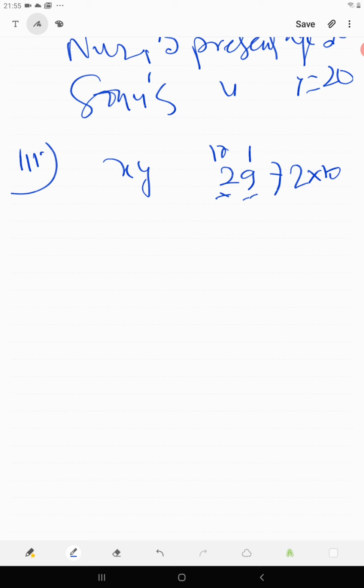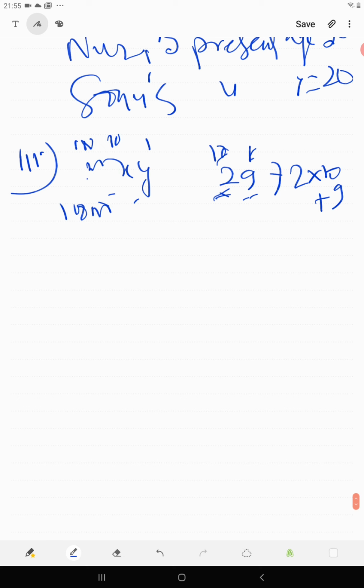Okay, so 29 we will write it as, the digit will be multiplied with their position. This is the unit position, this is the tens position. So 2 into 10 plus 9. Similarly, if it is xy, then this is our tens place and this is our unit place. Correct? If suppose one more number is there, suppose m, this is our hundreds place. So we can write this as 100m.